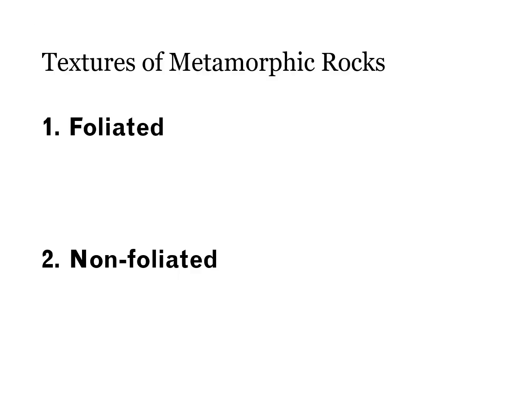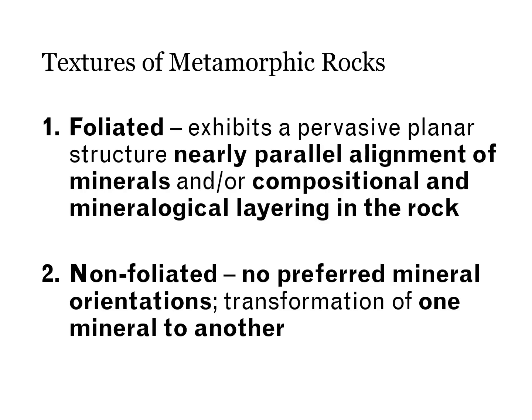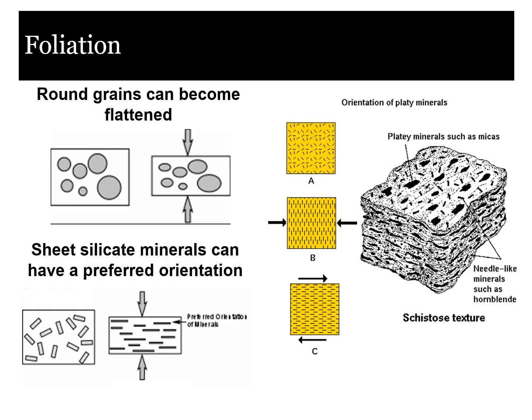As I've mentioned, there are foliated and non-foliated rocks. These are types of textures of metamorphic rocks. Foliated exhibits parallel alignment of minerals and/or, in this case of gneiss, compositional and mineralogical layering in the rock. Non-foliated rocks, again, have no preferred mineral orientations. There is only a transformation of one mineral to another.